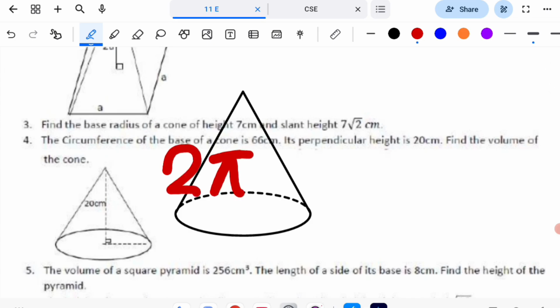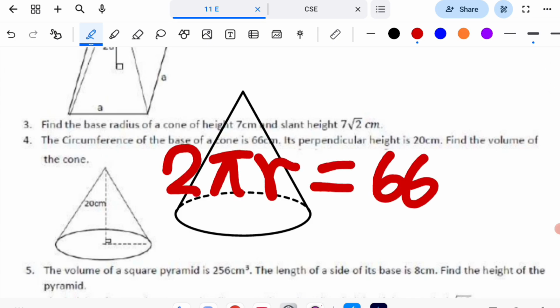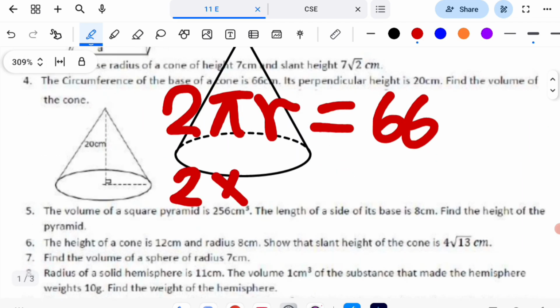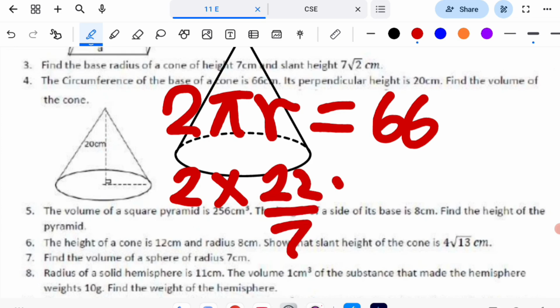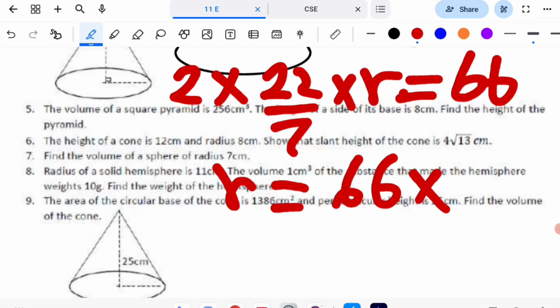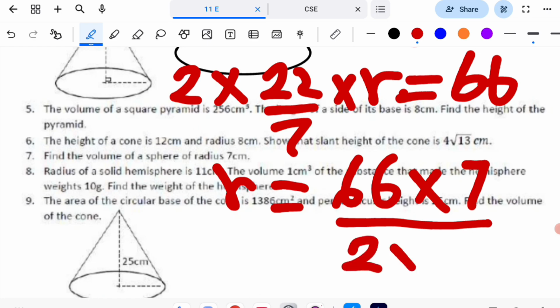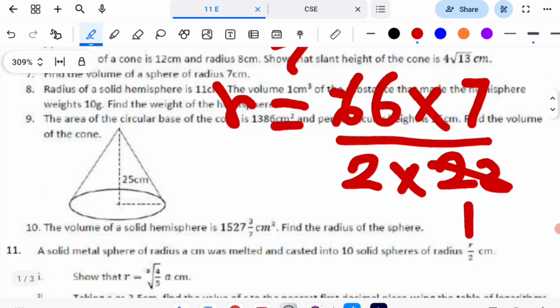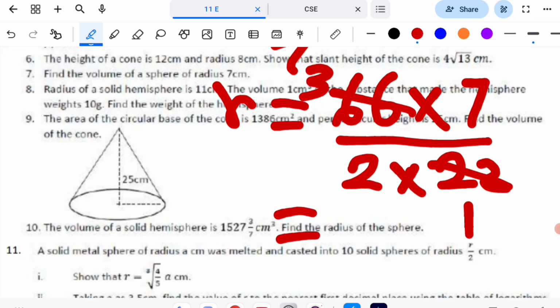2 pi r should be equal to 66. 2 into pi, value 22 over 7. We have to find r. Then I will write r equals 66, and subject r. We can divide by 7, to the right hand side as a multiplication, and 2 into 22 to the right hand side as a division. 22 divided by 22 is 1, 66 divided by 22 is 3, 3 into 7 is 21. 21 divided by 2 means 10.5 centimeters.